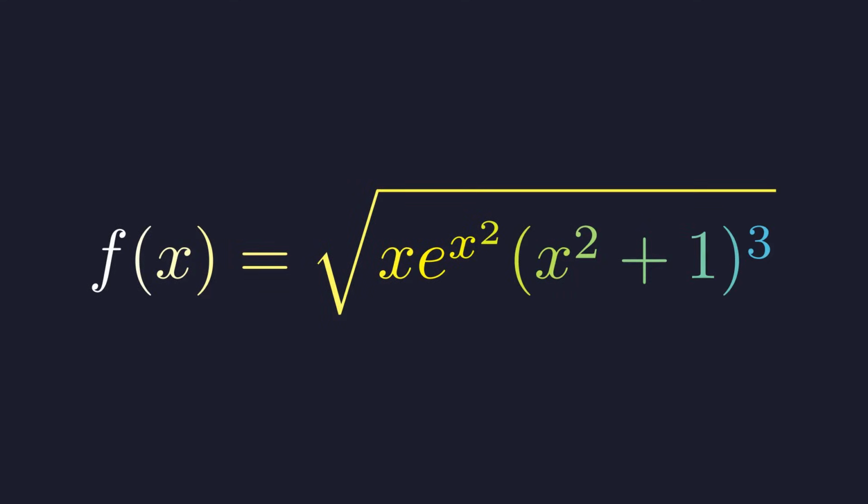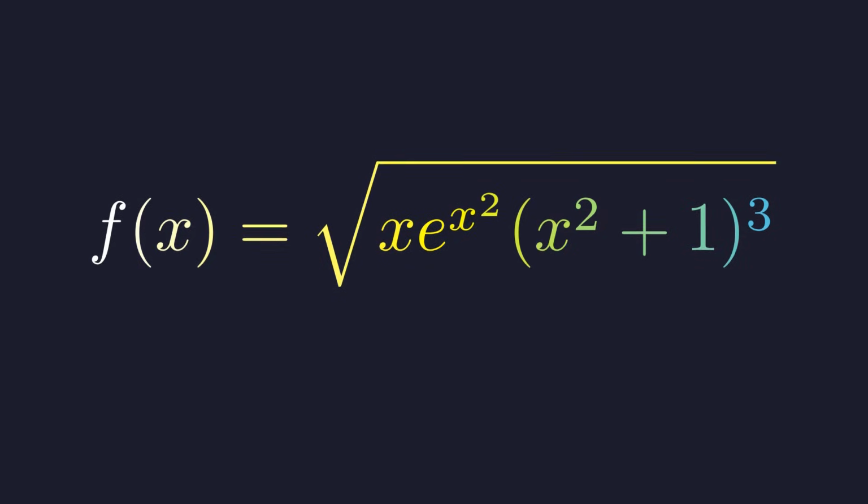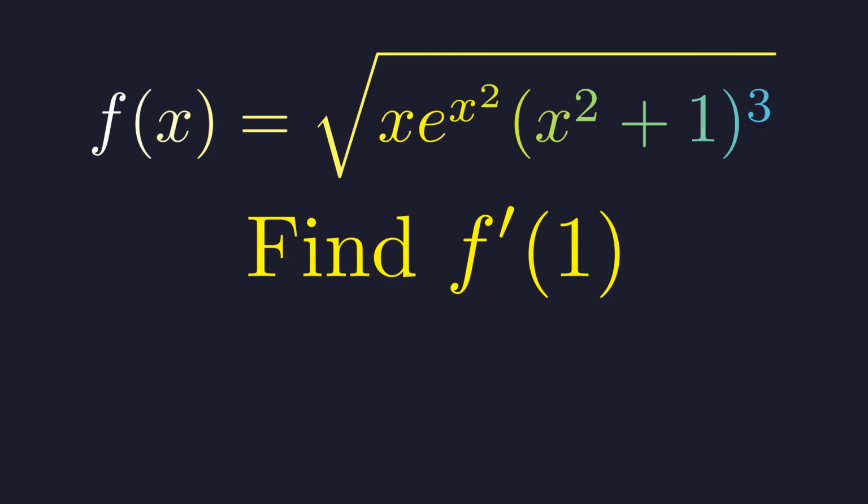99% of students do this derivative the hard way. Here's the shortcut. Welcome back to Mental Math. Let's dive in. We're finding f prime of 1, the derivative at x equals 1. And remember, we're not doing this the hard way.